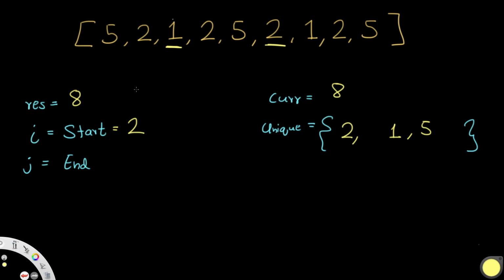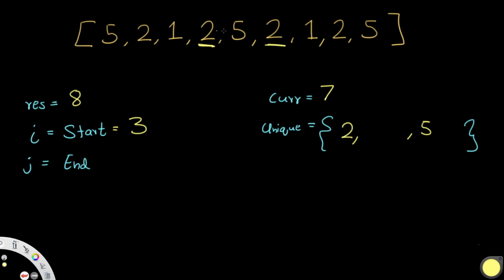First, we move I. Actually, before doing that, we need to account for the 1 getting removed. We do that by subtracting 1 over here, and we remove 1 from unique. Now we iterate I by 1. So I is now going to be at the 3rd index, over here. At the 3rd index, we have a value of 2.